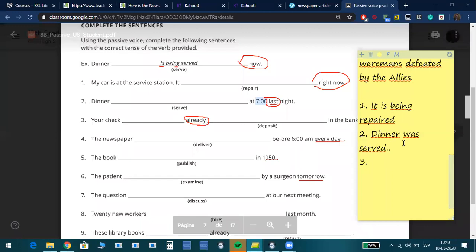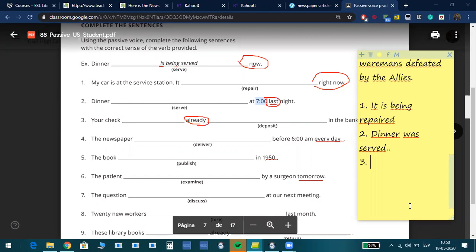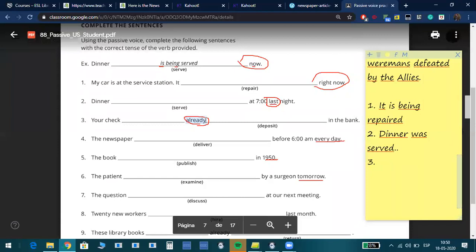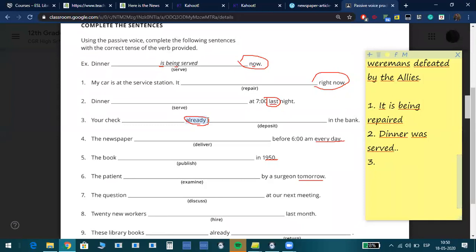Number three, let's go with Miss Catarrojas. Number three, you check. Okay, we have already. Already is a time expression connected to the present perfect. Yet, already, just, since, for, how long. Todo eso está conectado con present perfect. Profe, lo hice, pero no sé si estoy bien. Don't worry, we are checking.